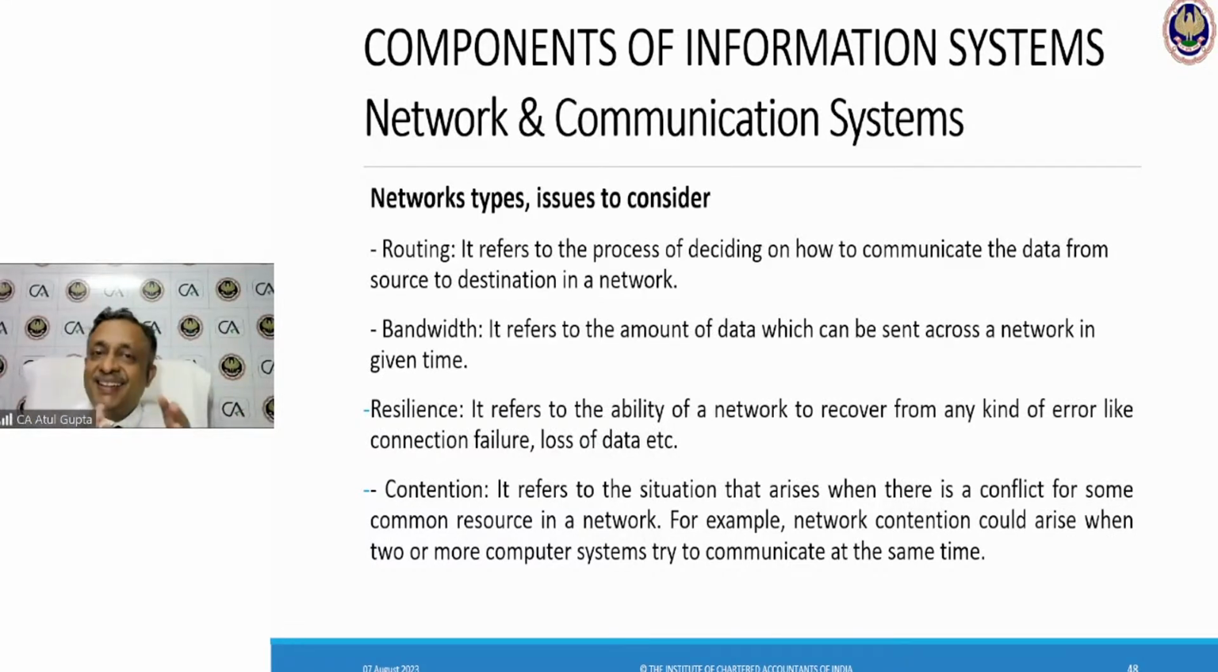So then contention. It refers to the situation that arises when there is a conflict for some common resource. For a network connection, it could arise when two or more computer systems try to communicate at the same time. Contention means that the pipe is single, but two people want to send information. So who gets the right to send information? Contention is an issue that is going to arise, but there are rules in the system on how this contention will be addressed.